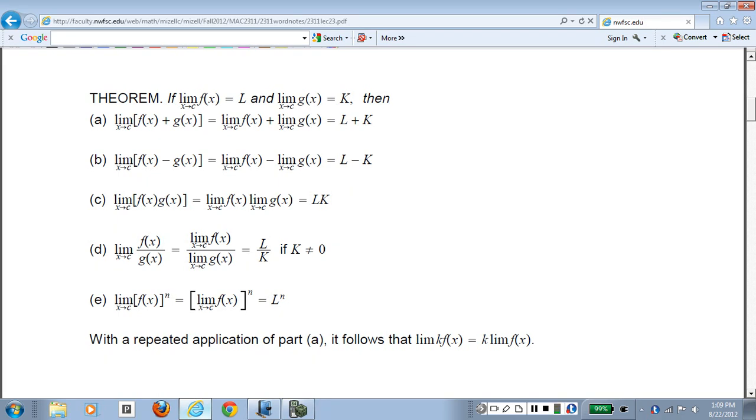Imagine that we have a couple of functions, and for each of these functions, the limit as x approaches c exists. The limit of f of x as x approaches c exists and equals L, and the limit of g of x as x approaches c exists and equals k. Then we want to try to say something about the limit of the sum of those two functions, the limit of the difference of those two functions, the limit of the product, the limit of the quotient, and the limit of, and we can actually get this from the c part, the limit of an expression raised to the nth power, f of x raised to the nth power.